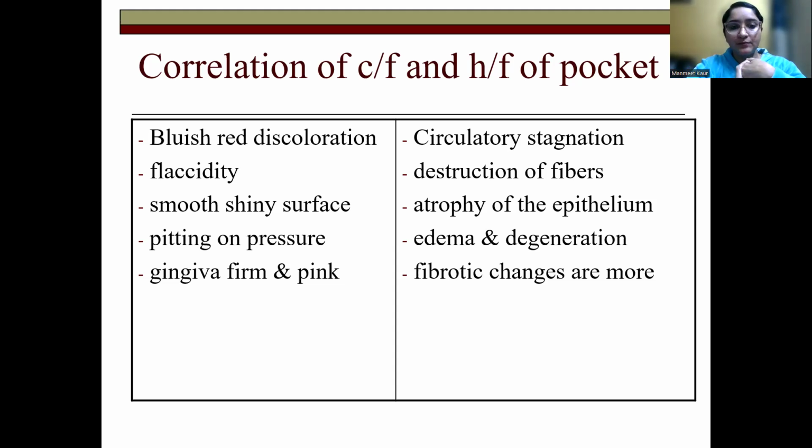And the gingiva is firm and pink because of fibrotic changes. If the gingiva is firm and pink, it is because fibrotic changes are more and destructive changes are less. There is more fibrous connective tissue and more collagen formation. If there is a periodontal pocket with firm and pink gingiva, that is a fibrotic pocket.